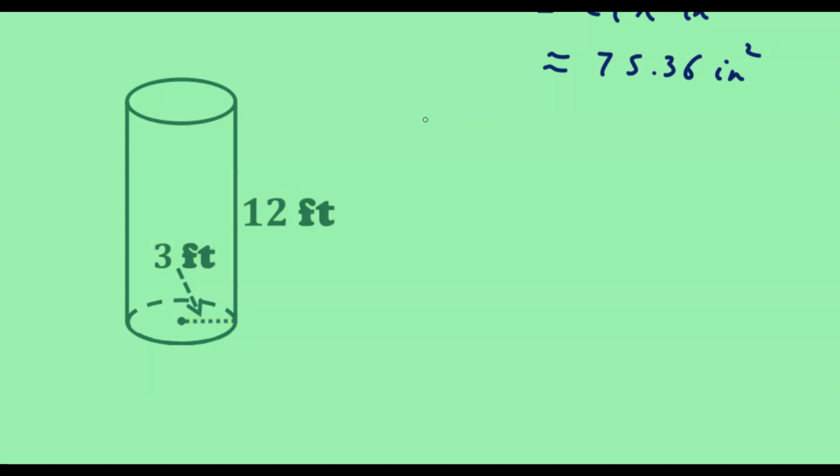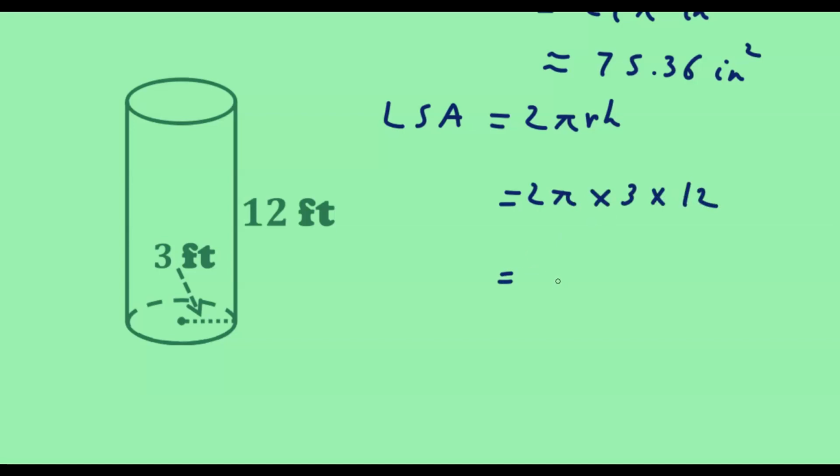So first of all, let us determine the lateral surface area. That will be 2 pi rh. So we have 2 pi times the radius, which is 3, times the height, which is 12. And 2 times 3 times 12 is 72. So we have 72 pi. And since the units of the radius and the height are given in feet, this will be in feet squared. So the lateral surface area is 72 pi feet squared. And this is approximately equal to 226.08 feet squared if we use the approximate value of pi, which is 3.14.